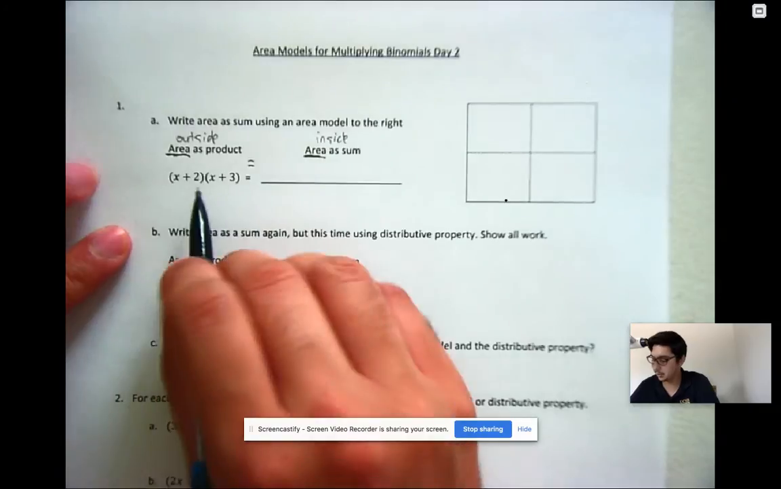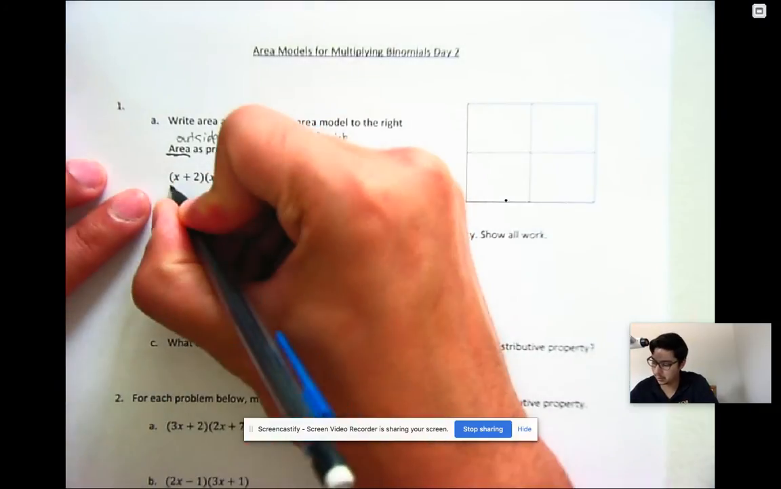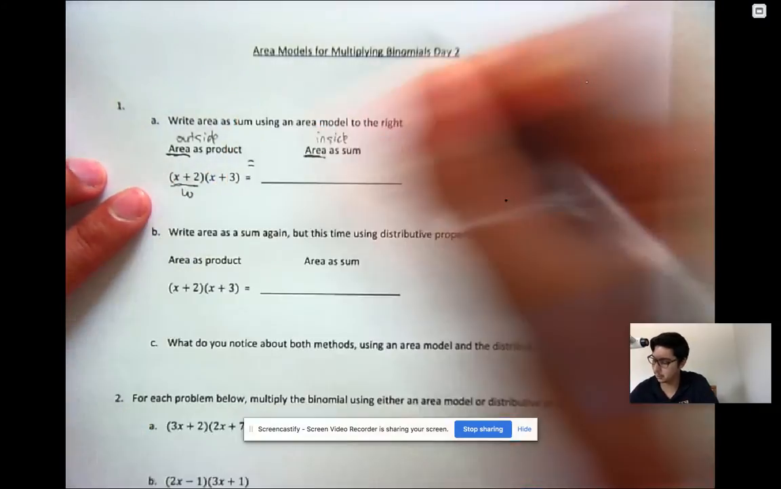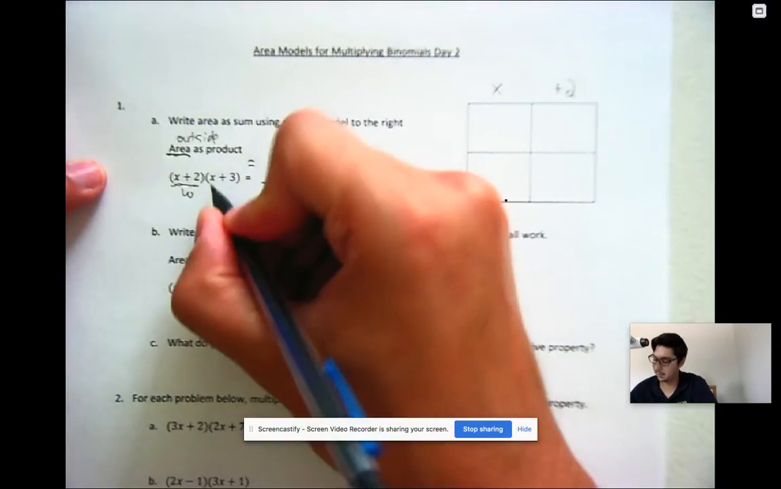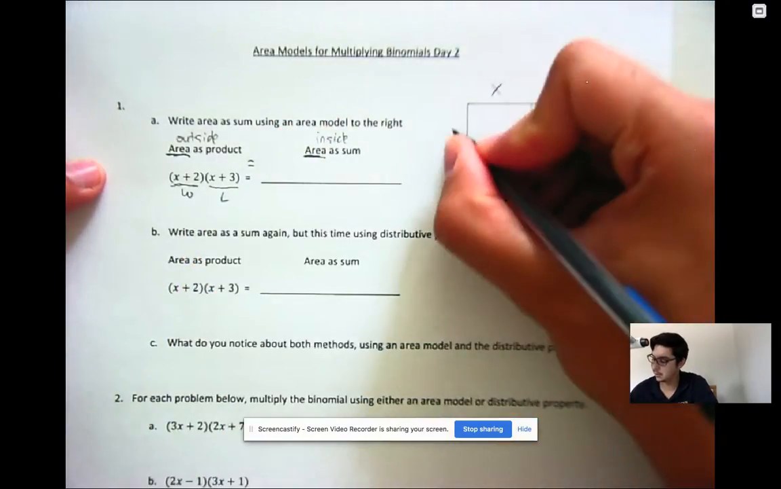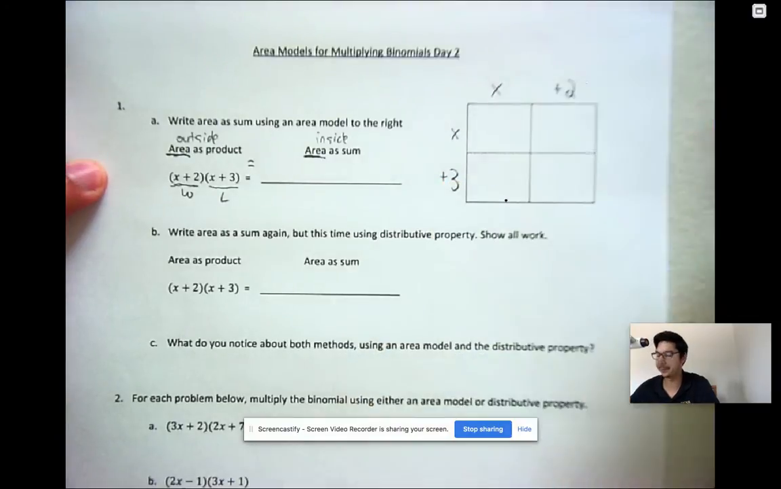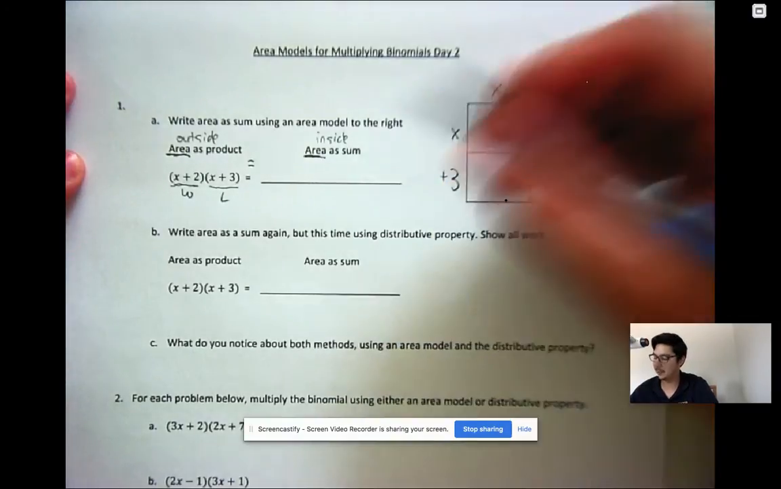So areas of product, this first set will be the width. So we'll do x plus 2. And then the second one, x plus 3, will be the length, x plus 3. Okay. Now let's find what the inside areas are.